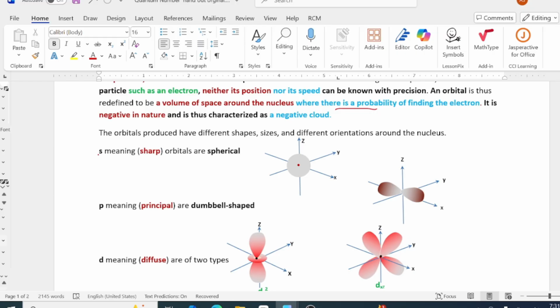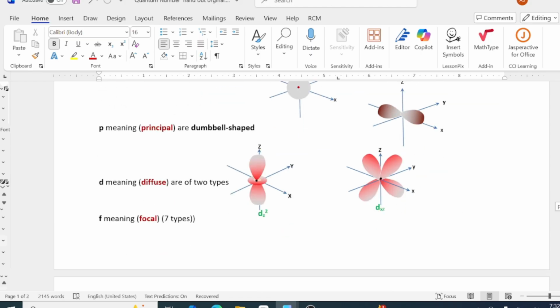You have orbitals that are called s orbitals, meaning sharp, and these orbitals are spherical in nature. You have orbitals that are called p orbitals, meaning principal, and these are dumbbell shaped. Then you have d orbitals, d meaning diffuse. You have 5 d orbitals, and one of them is like this, and 4 of them are 4 lobe structures, like we said, and they are aligned differently along the y, x, and z axis. And of course you have f orbitals, f meaning focal, and there are 7 types of those. We will not be examining those.